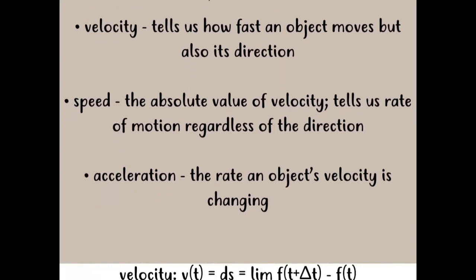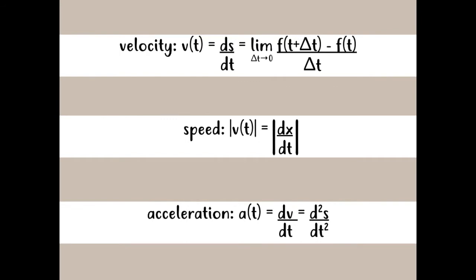Here are equations which illustrate these three terms. Velocity is essentially the derivative of the position function. Speed is just the absolute value of the velocity function, which explains why speed is never negative. And acceleration is really the second derivative of the position function, or the derivative of velocity. Let's move to an example.